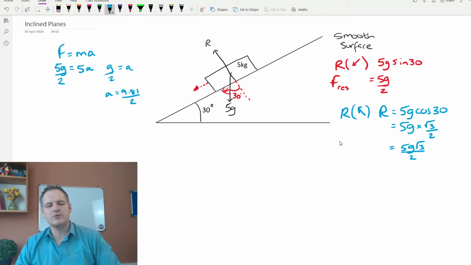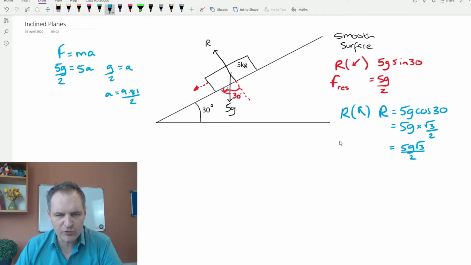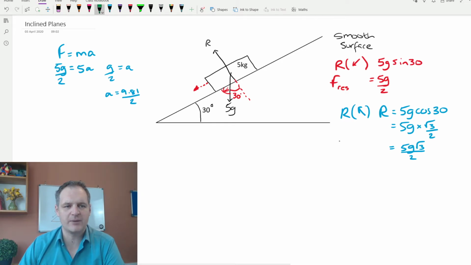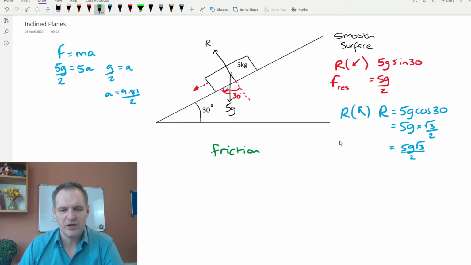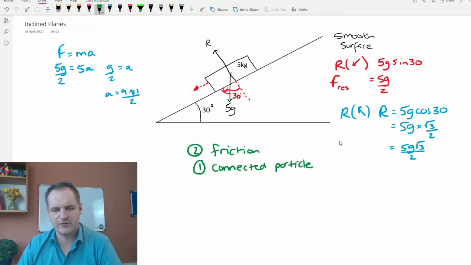So we now are able to work out in this situation what the force preventing it sinking into the plane is, and also the initial resultant force going down the slope, and the initial acceleration. There are two things that are going to make this situation worse, more convoluted. We have friction that might get involved, and we have the possibility of connected particles. We're going to look at each in turn, but I'm going to do this one first, then we're going to look at getting friction involved.